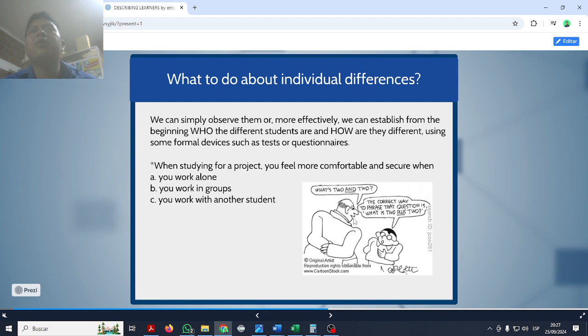And what to do about individual differences? We can simply observe them, or more effectively we can establish from the beginning who the different students are and how they are different, using some formal device such as tests or questionnaires. When studying for a project, do you feel more comfortable and secure working alone, or in a group, etc.?